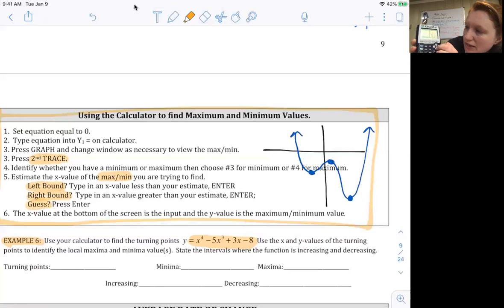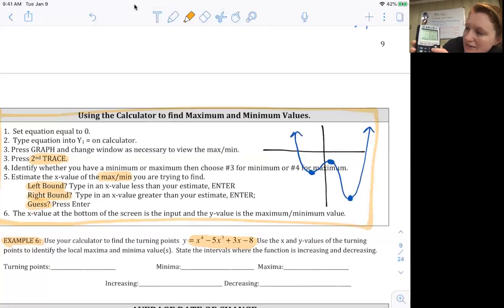I also want to then, it says right bound. I want to go to the right of that point. So notice how I moved my arrow. I was pressing the right button. If that's the point there that I'm trying to find, I'm going to the right of it. I'm telling my calculator that this point is between that left point and the right point.